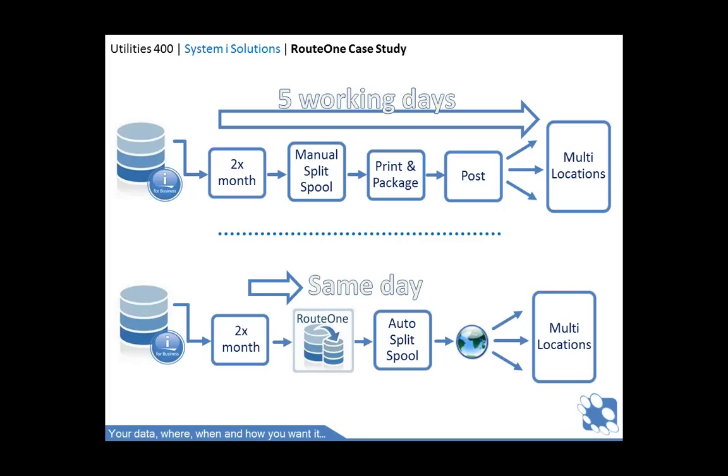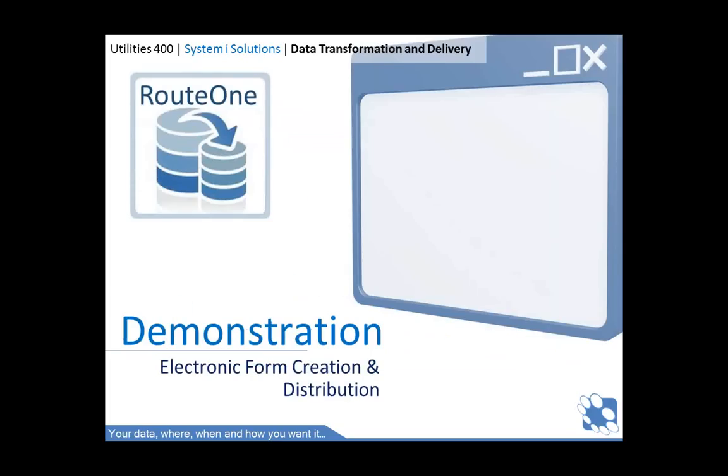By the time the statements had been received, the data was out of date. Through the implementation of RouteOne, the expense, labor, and time element were removed instantly. We picked up the statements from the spool file, automatically split the data, transformed it into formatted forms, which were distributed electronically to each and every location in PDF format. A 5-day, expensive, time-consuming manual task was transformed into an automated same-day process. As you can imagine, return on investment was in a matter of weeks.